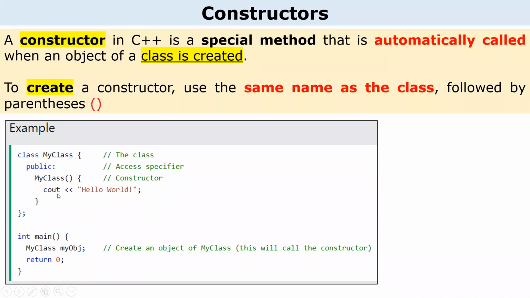Then inside the constructor, you can assign anything. Any logical things you can assign. Here in this example, we say cout hello world. Look at the main program here now. Here we use the class name MyClass to create the object. This line is the place where the object is created. At the time of creating the object, it automatically calls the method in the class. That's the main difference between other methods and the constructor.